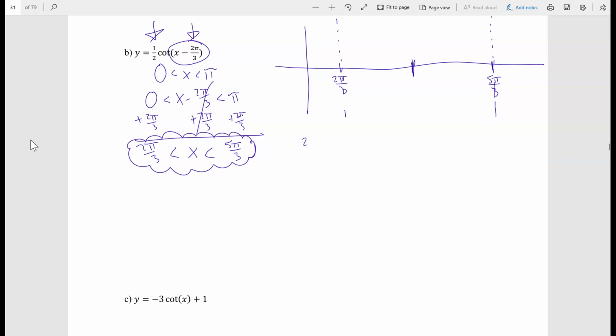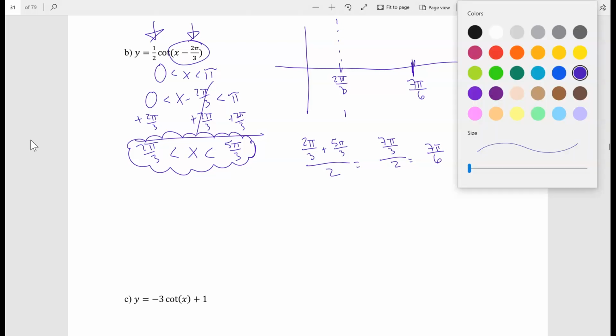Now we're going to find the middle point. We start by writing down 2 pi over 3 plus 5 pi over 3, and we divide it by 2. This gives me 7 pi over 3 divided by 2, which gives me 7 pi over 6. So 7 pi over 6 is in the middle.